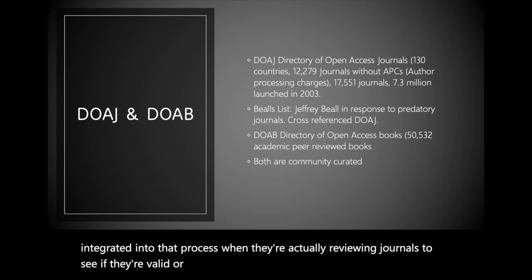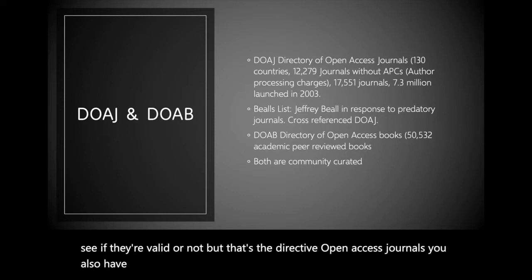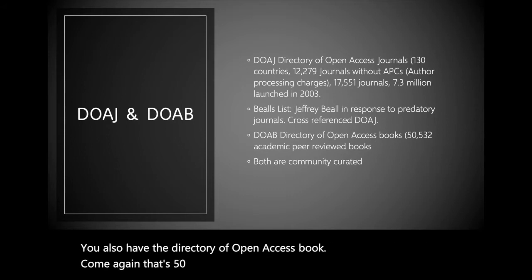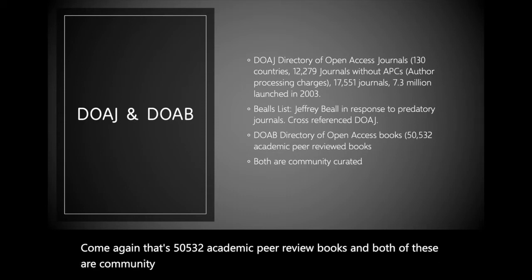But that's the Directory of Open Access Journals. You also have the Directory of Open Access Books. Again, that's 50,532 academic peer-reviewed books. And both of these are community curated, as I mentioned a few minutes ago.